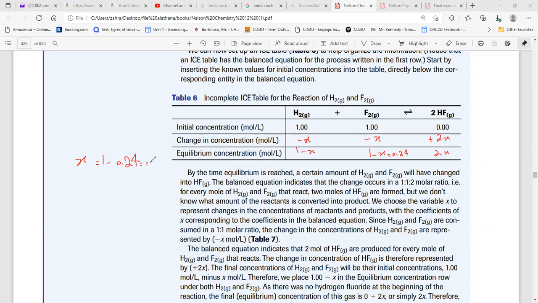0.24 is going to be 0.76. So 1 minus 0.76, again, the equilibrium of that is going to be 0.24. And here it's going to be 2 multiplied by 0.76, which is 1.52. So we got the concentration of HF at equilibrium, and we got the concentration of H2 at equilibrium.